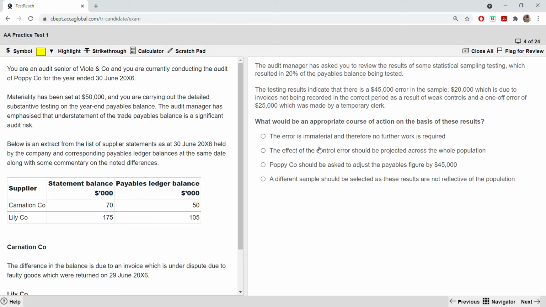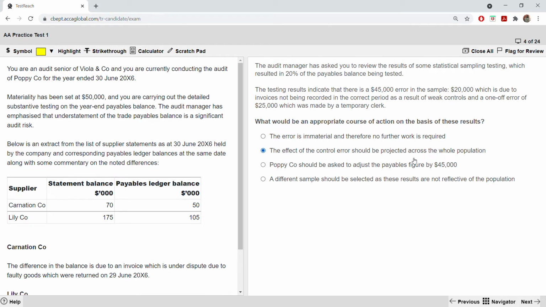The error is immaterial and therefore no further work is required. Do you think so? Do you think it's immaterial? Although the error is immaterial, even though it's immaterial, the auditor must reach a conclusion on the sample selected, and in order to do so, the effect of the error must be considered in relation to the whole population. So the effect of the control error should be projected across the whole population.